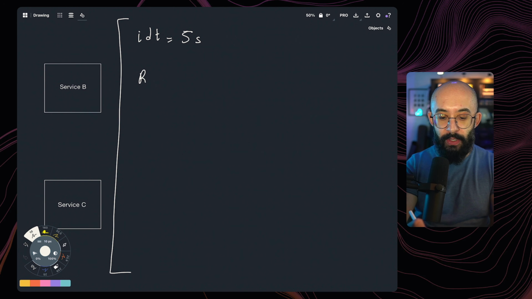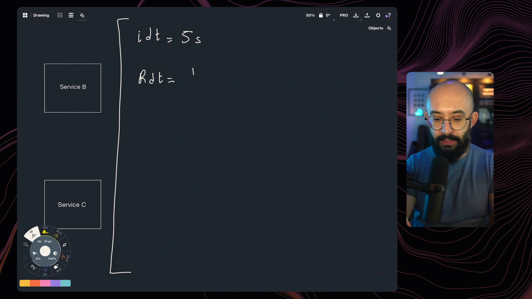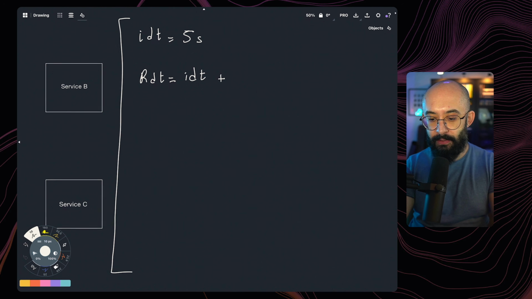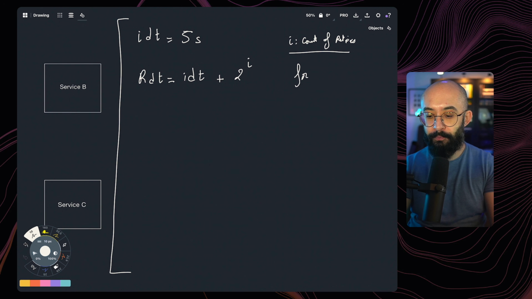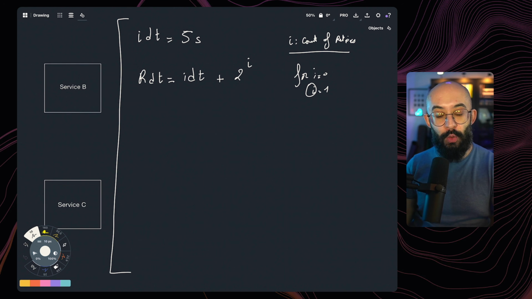Then we're going to have the retry delay. We're going to call that RDT. And that's going to be a simple formula calculated as follows. IDT plus, which is the 5 seconds, 2 to the power I. I is going to be the count of retries. Basically, if we have a for loop, you know, for I equals 0, or we might start from 1 or any other number, this is the cursor that we're going to be using. That's going to be the value of I.